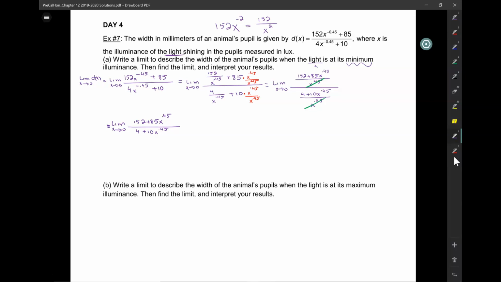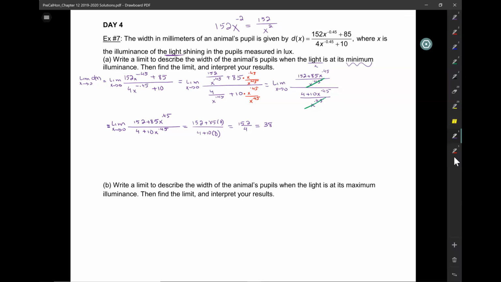Now I can plug in x equals 0, right? So before, at this step, could I have plugged in x equals 0? No, I would have gotten 4 over 0, and that I couldn't have simplified. But now that I have no x's essentially in a denominator, I can do this. So now when x is 0, I have 152 plus 85 times 0 over 4 plus 10 times 0. So that's 152 over 4, which is equal to 38, right?